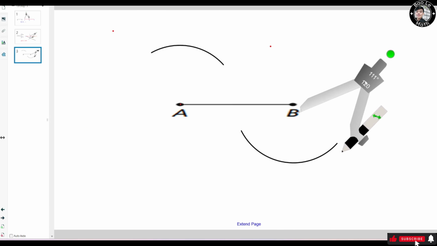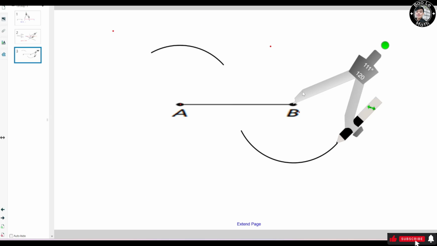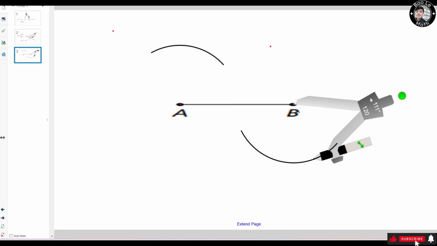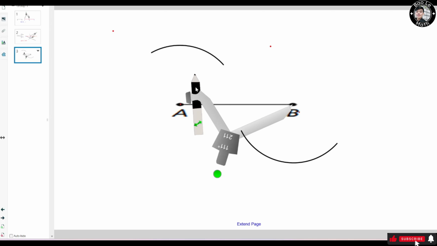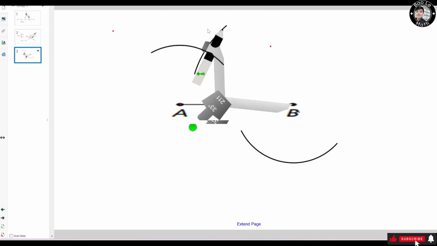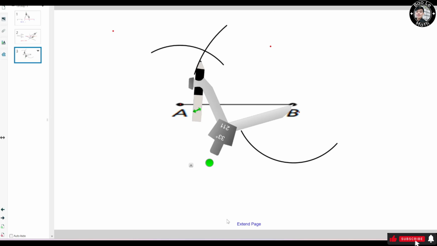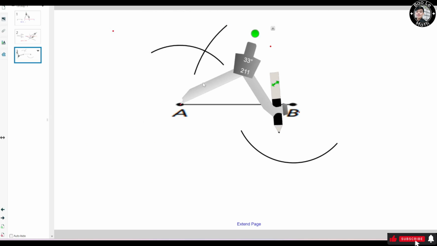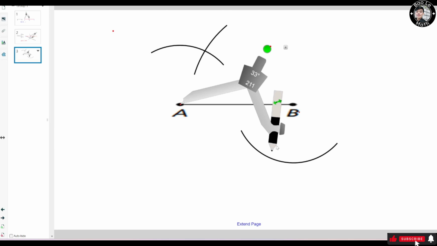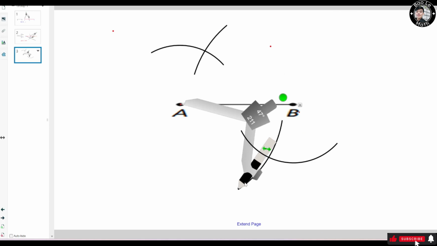Now you're gonna change the compass setting. Put the compass needle at point B. At this time, you're gonna open the compass setting bigger than the old one, so it could be like this. Then you're gonna draw another arc right here. Alright. Now you're gonna keep the same compass setting. You're gonna move the compass needle to point A. Then you're gonna draw another arc right here.